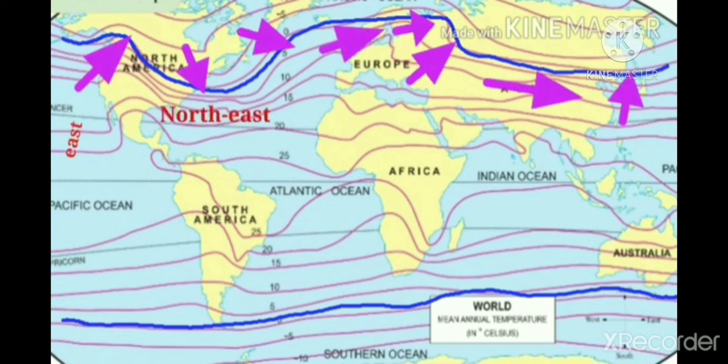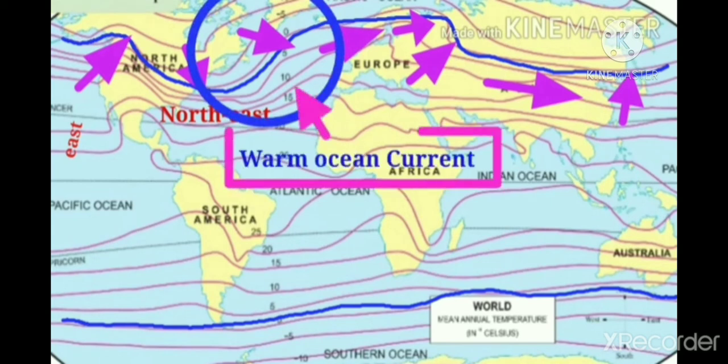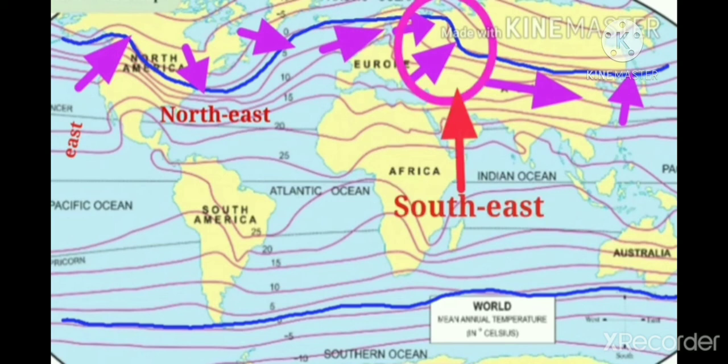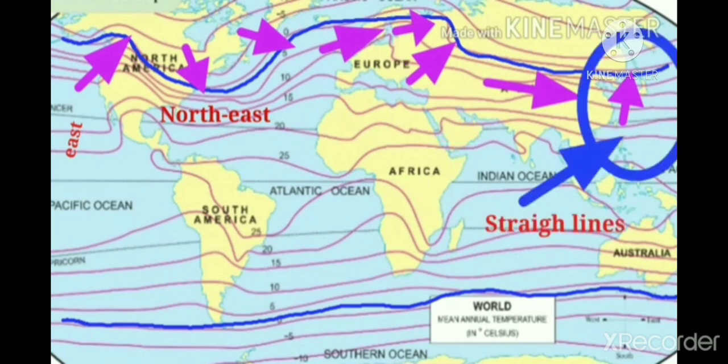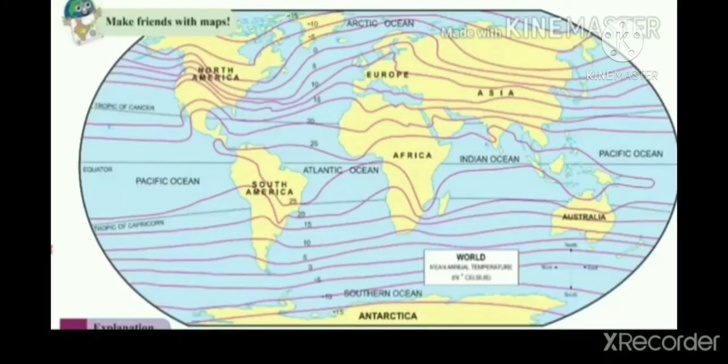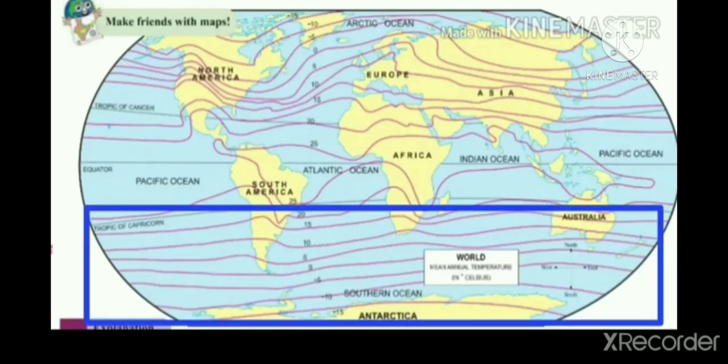Within a short distance after entering the Atlantic Ocean, it turns towards the northeast. In this part, you will find all the isotherm lines turning towards the northeast. This is because a warm ocean current is located in this area. Further, after entering Eurasia, while moving eastwards, it turns somewhat to the southeast, and still further in the Pacific Ocean, some of these isotherm lines appear moving eastwards as straight lines.